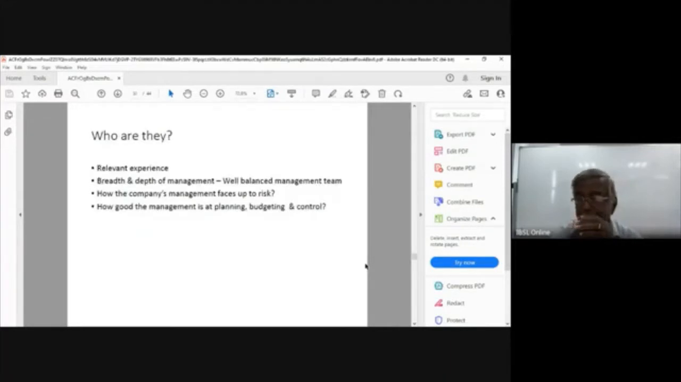Who are the management people? Relevant experience, qualification and experience of the management personnel. Breadth and depth of management. A well-balanced management team. Balanced team means there are various categories of management: human resource management, production management, administration, marketing management, research and development, various things. So it should be a balanced management team. Qualification wise and experience wise, they must be suitable and fit those positions.